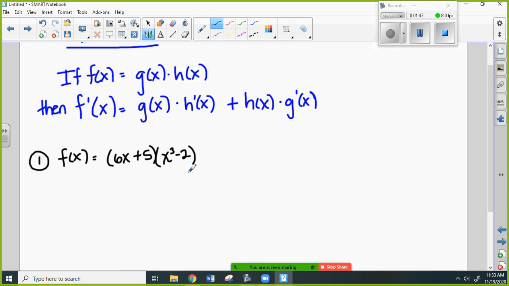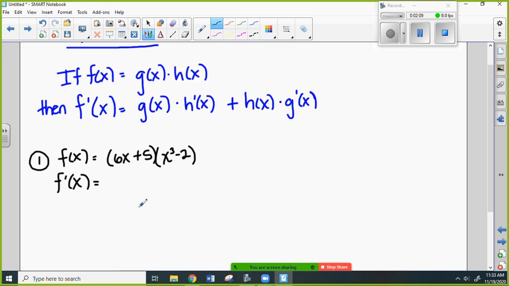And technically we could FOIL this out, right? If we didn't have a product rule, we would want to multiply this completely out, and then we could take the derivative. But the product rule allows us to skip that process. We do not have to FOIL this out. All right, so then how would this look?